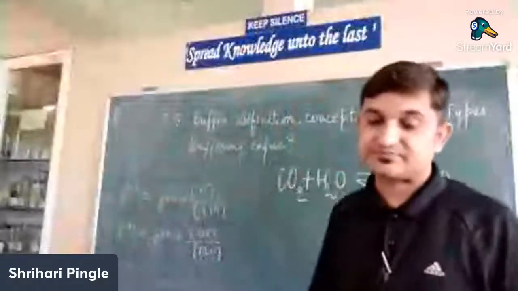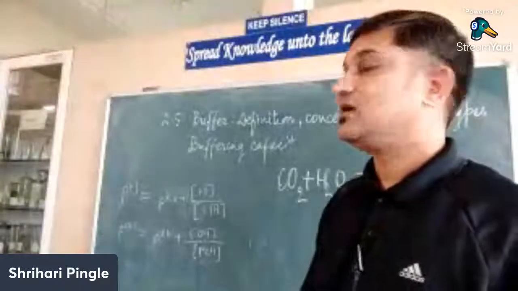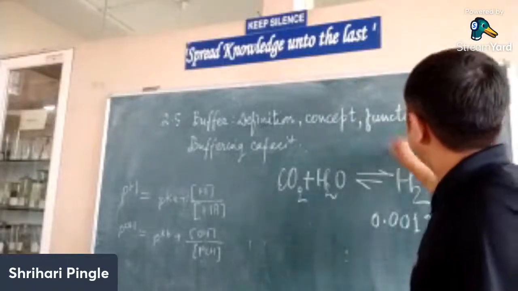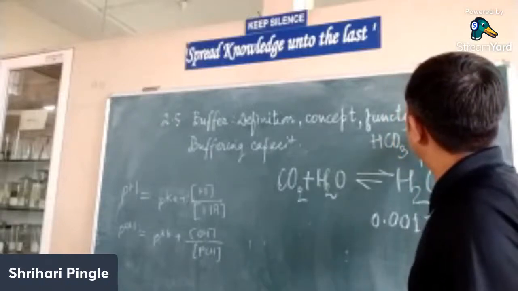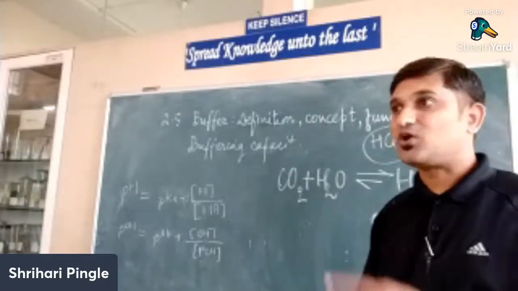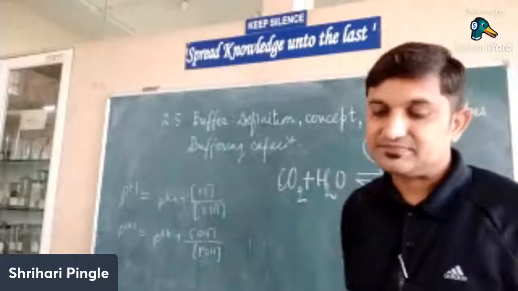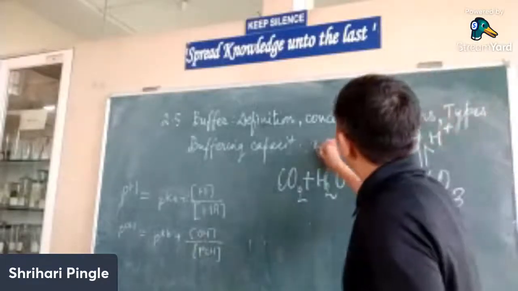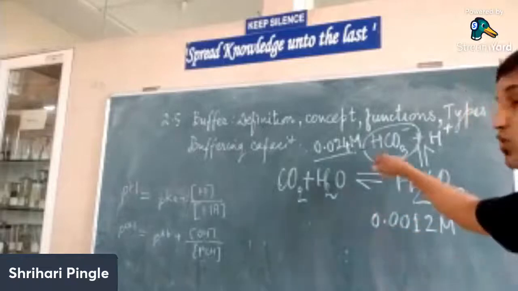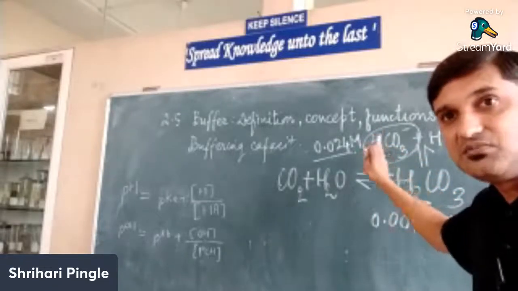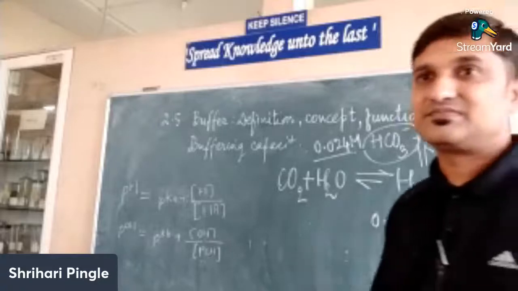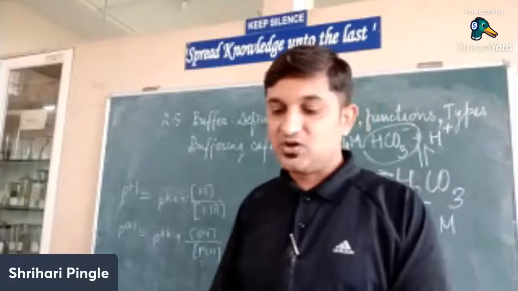And the concentration of bicarbonate ion. Now, where is bicarbonate ion? This H2CO3 dissociates into HCO3 minus and H plus. This is bicarbonate ion. So, the concentration of bicarbonate ion is 0.024 molar. So, which is more? Concentration of bicarbonate ion is more. 0.024 molar and this is 0.0012 molar. The concentration of bicarbonate ion is 0.024 molar.